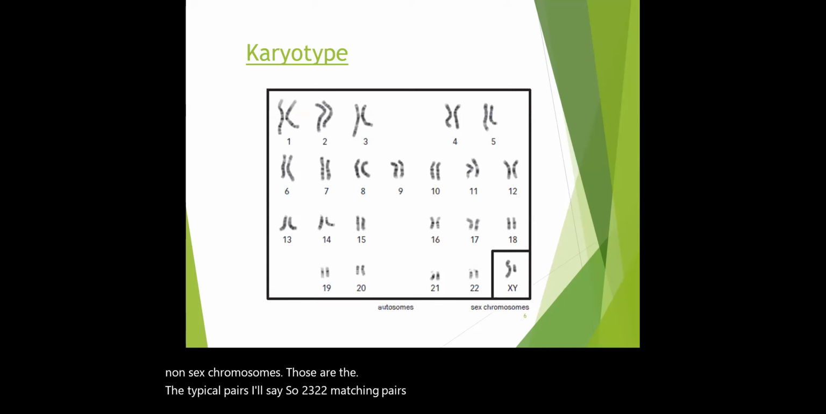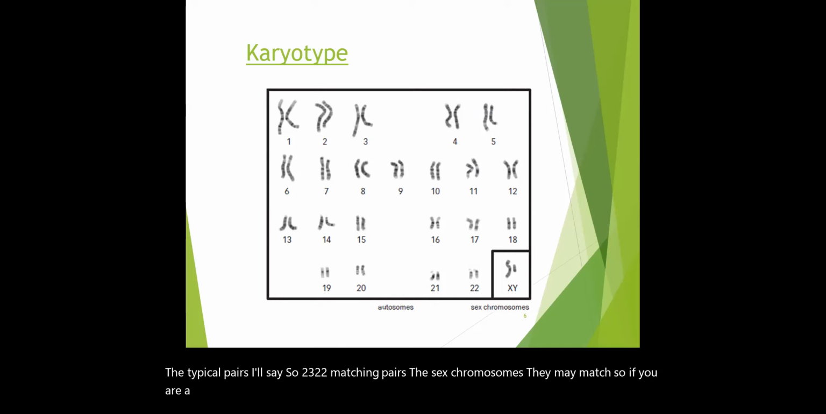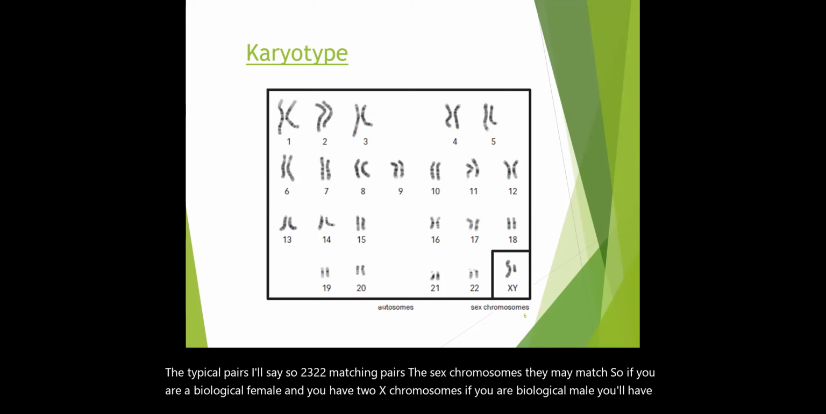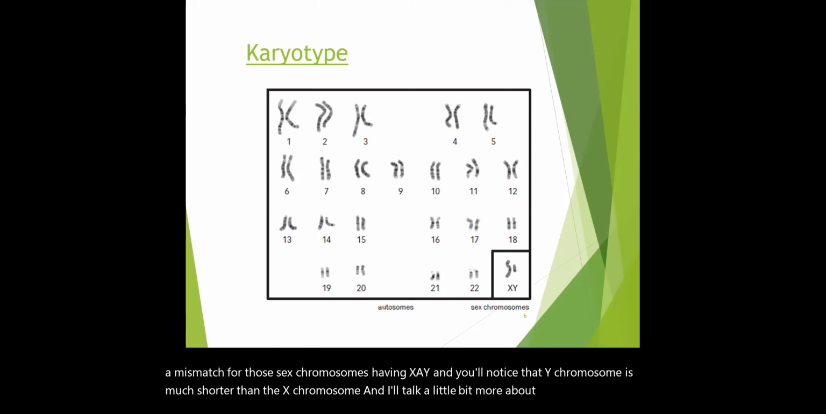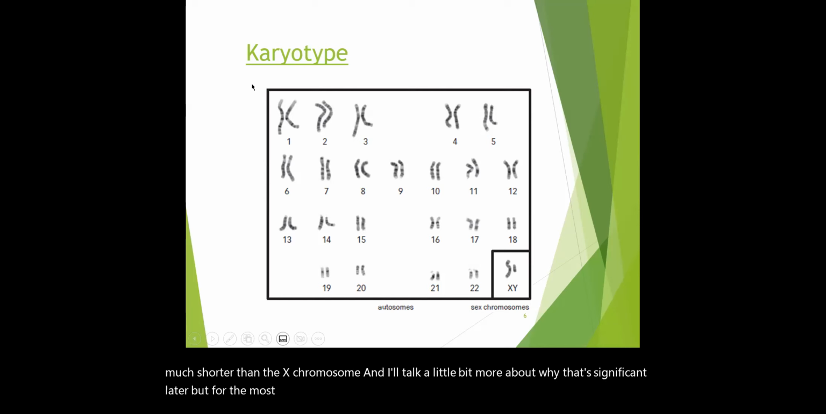The sex chromosomes, they may match. So if you are a biological female and you have 2 X chromosomes. If you are biological male, you'll have a mismatch for those sex chromosomes, having an X and a Y. And you'll notice that Y chromosome is much shorter than the X chromosome. And I'll talk a little bit more about why that's significant later. But for the most part, the rest of them match.